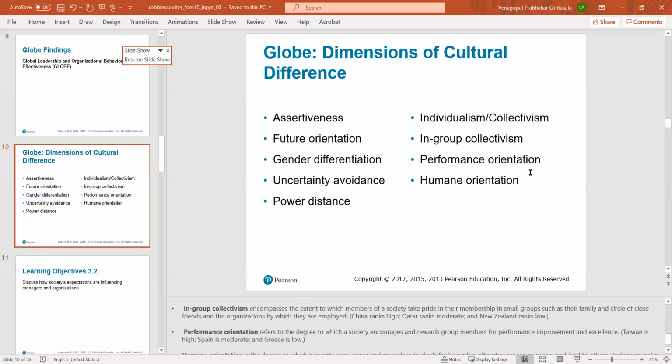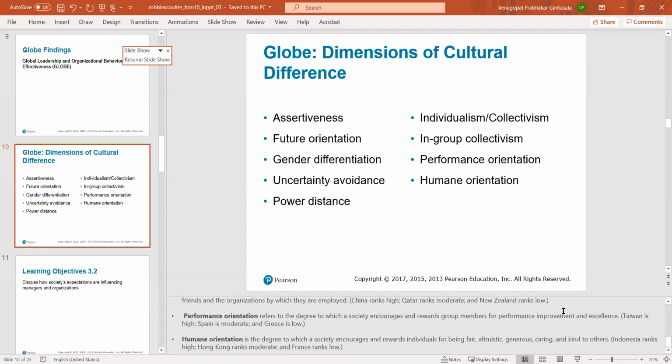And then you have performance orientation. There are certain societies that are driven by performance, achieving numbers, achieving sales. So you get recognition because you're actually performing and you're excellent in something. In some countries, performance doesn't take the most important place in terms of recognition. So Hofstede found Taiwan is very high on this performance orientation, Spain is moderate, and Greece is low.